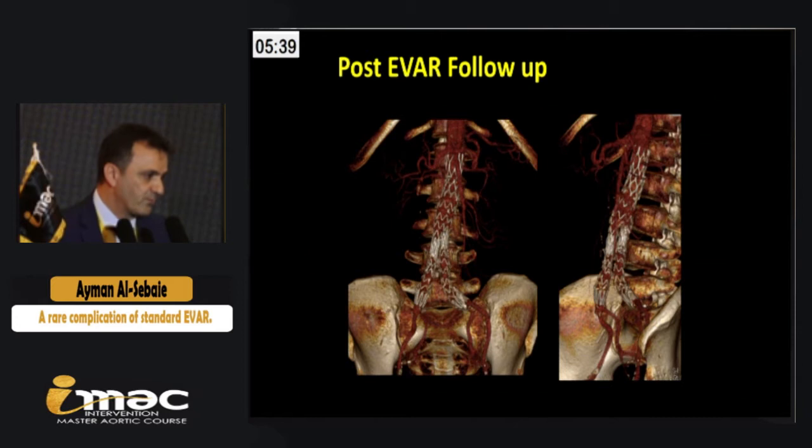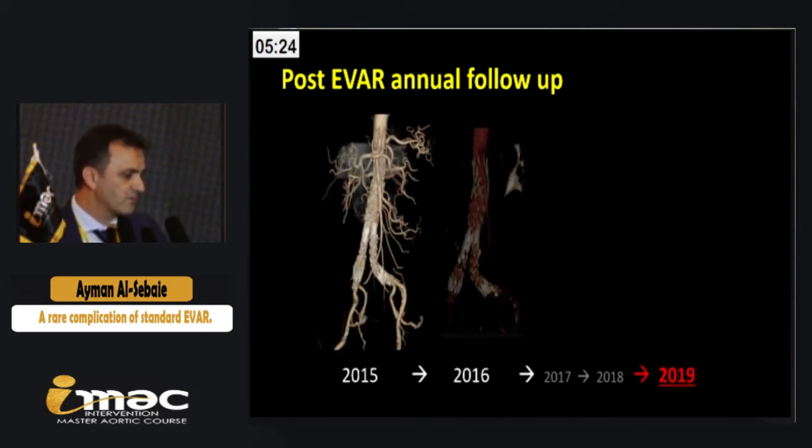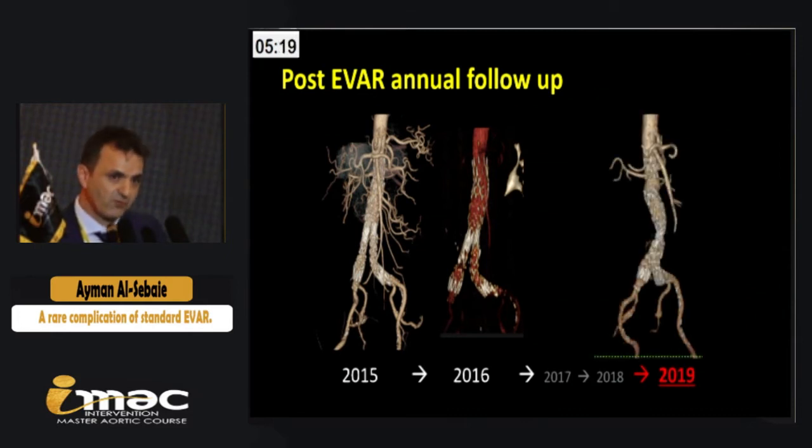Immediate post-EVAR follow-up showed a complete exclusion of the aneurysm and regular appearance of the stent graft. Then in 2015, 1 year later, he had one follow-up, which looks very good. 2016, a second follow-up, and then 2017, 2018, no follow-up, and in 2019 he came with this picture where you can see the bare metal is completely separated from the stent graft, from the main body. And there is a dilatation of the neck, which wasn't present before. There was no endoleak, but you can see the stent migrated down, and there is a kink in the stent.